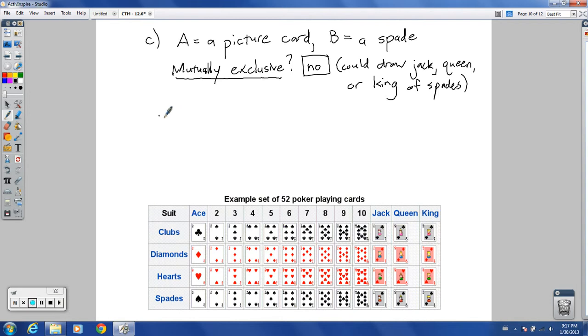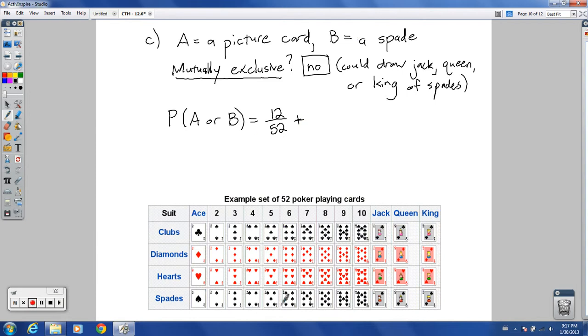And then other question, probability of A or B. So what's the probability of A? That comes first. The probability of A happening, of drawing a picture card. Look at the picture cards. There's 3 in each suit. There's 12 total. So we have 12 out of 52. And we're taking that plus the probability of drawing a spade.